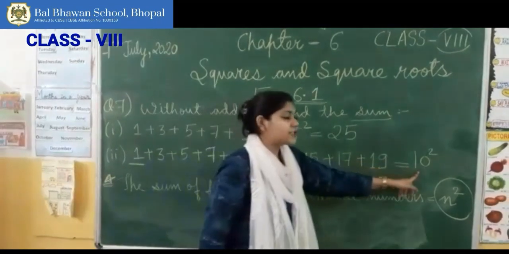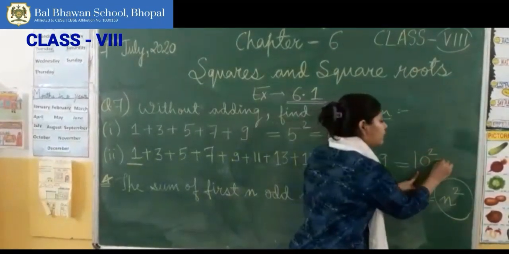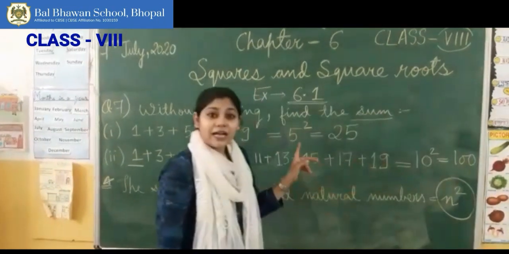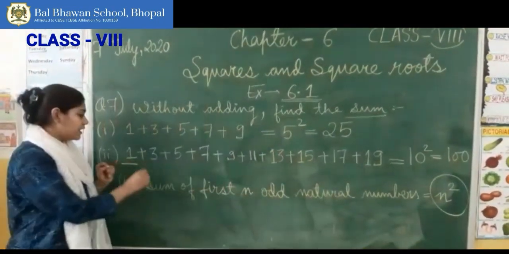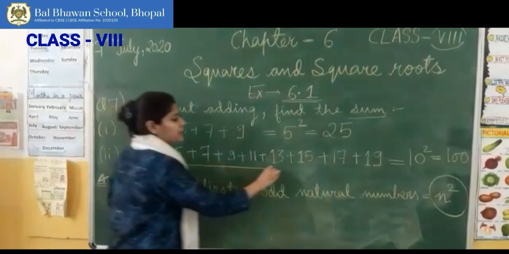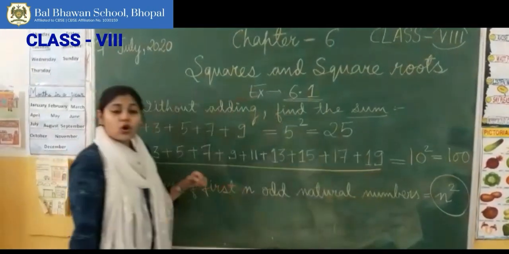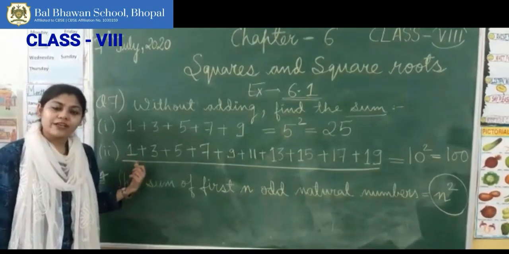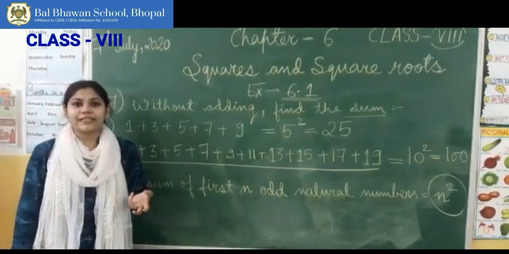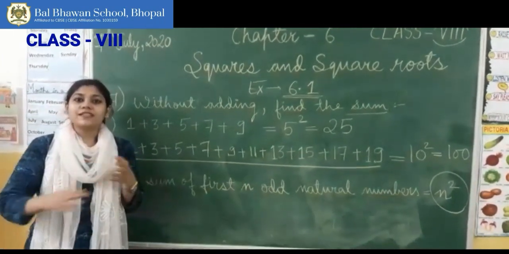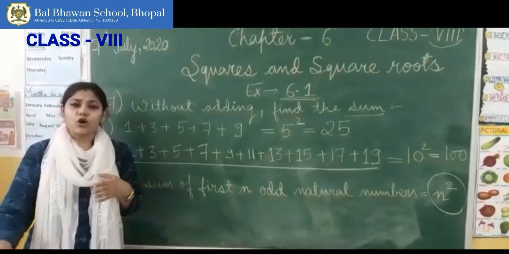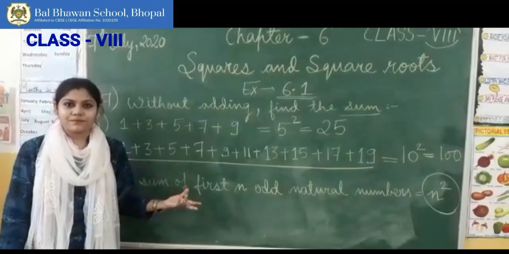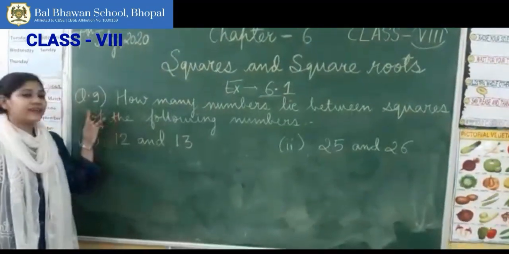So here I have written square of 10. Now what is the square of 10? Square of 10 is 100. So children, 100 is the sum of all these consecutive odd natural numbers starting from 1. So that's how you can quickly find the sum of first n odd natural numbers by just finding the square of n.